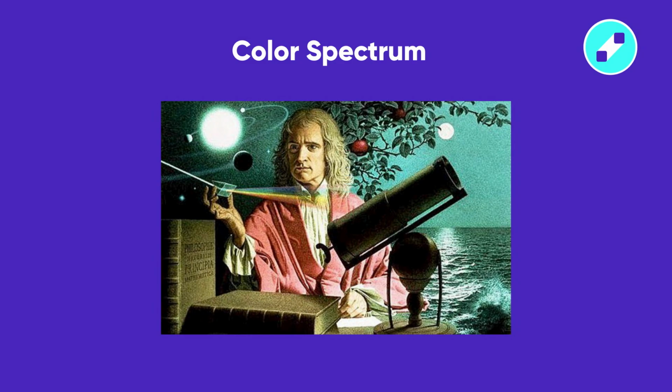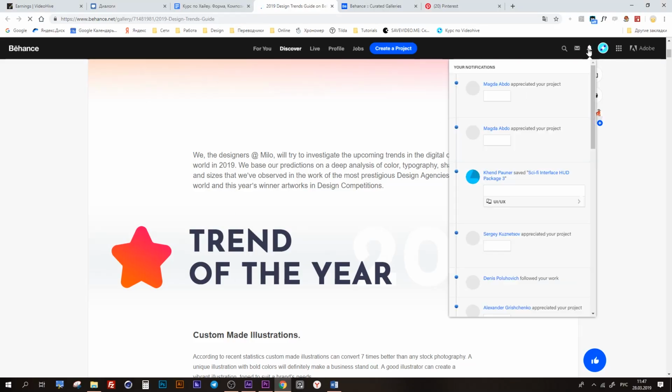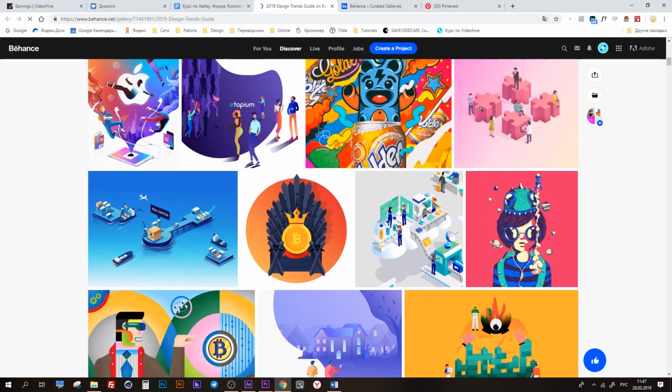Isaac Newton worked with the theory of color back in the 17th century. He divided the white sunlight into a color spectrum using the prism and got 6 colors: red, orange, yellow, green, blue, and purple. The variety of colors based on that 6 is enormous, and it gives a huge choice for the designer. Every period of time has its own color preferences. Right now the trend is bright colors and contrasts. You can see it both in web and in motion designs.